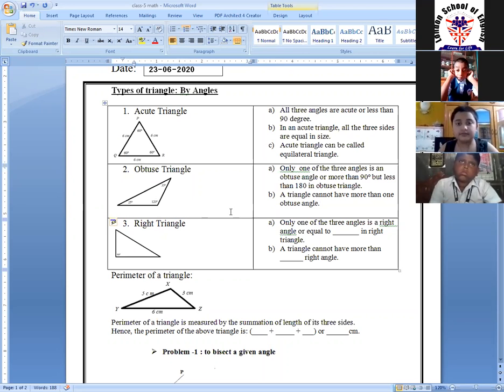Okay, so number three, now look at this. This is a right angle triangle. Only this angle is 90 degrees. So if one of the angles of the triangle is equal to 90 degrees, then it is a right angle triangle. Understood?